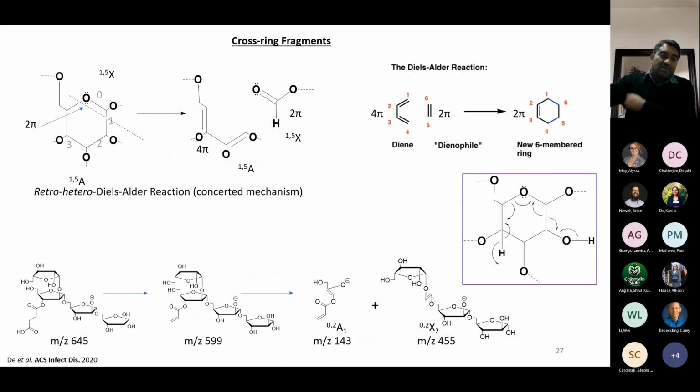Now, what are cross-ring fragments? Let's take the example of this one, where this bond is 0, this is 1, this is 2, this is 3, this is 4, and this is 5. So 1,5X fragmentation is happening, producing this diene and this carbonate. This is exactly a retro-hetero Diels-Alder reaction. This is a 4 pi and 2 pi system giving this Diels-Alder product. You may ask where the double bond is. Non-bonded pi electrons are present in the ring, which are very much involved in all the anomeric reactions that sugars carry out.